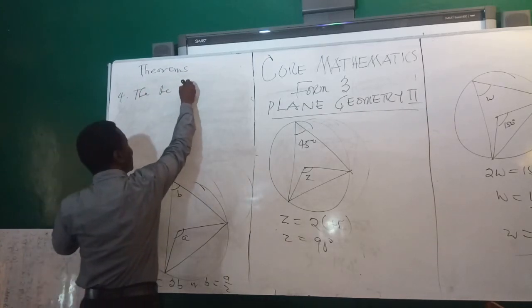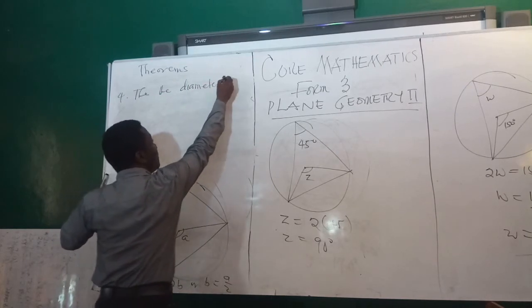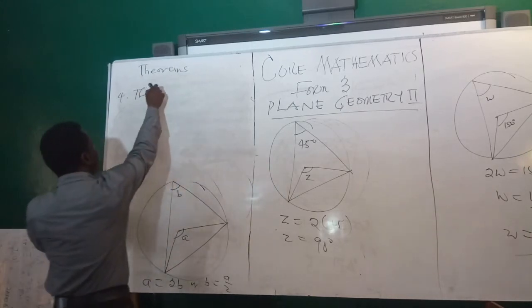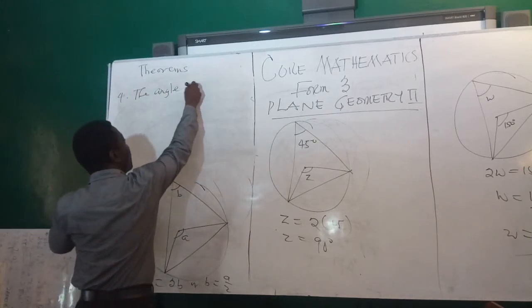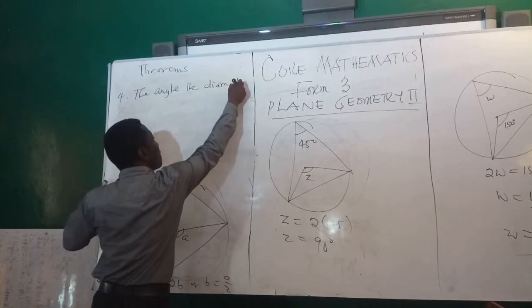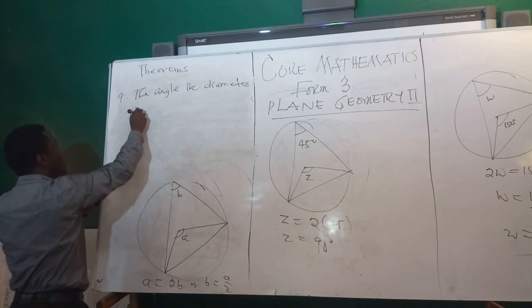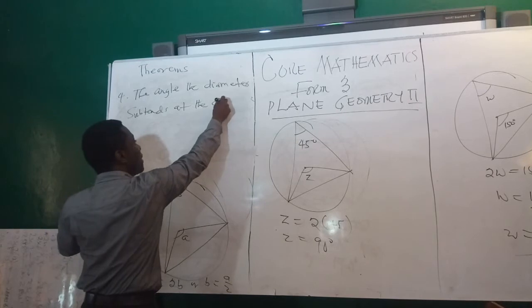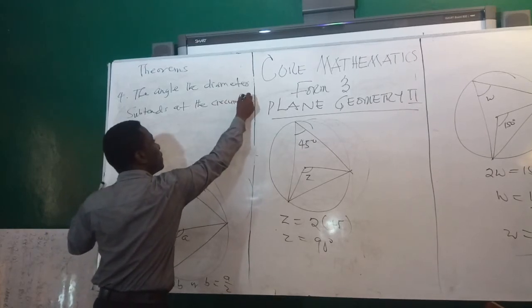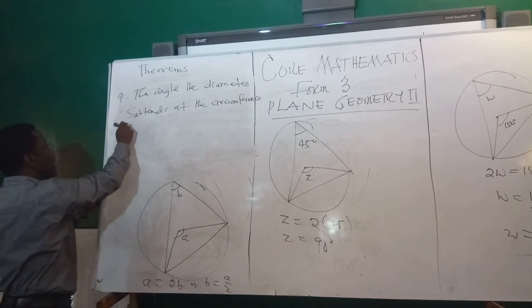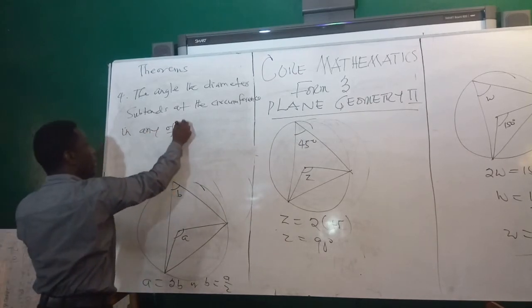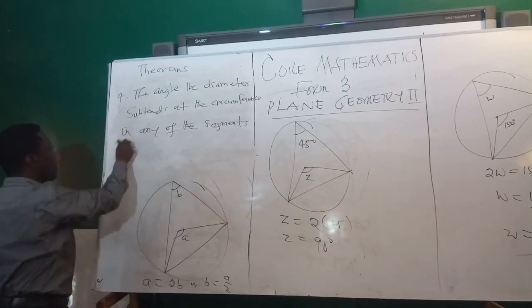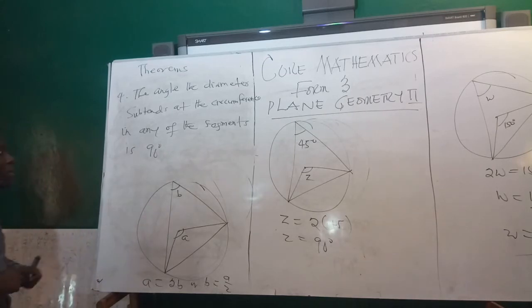The angle, the diameter subtends at the circumference in any of the segments is 90 degrees. That's very, very important.